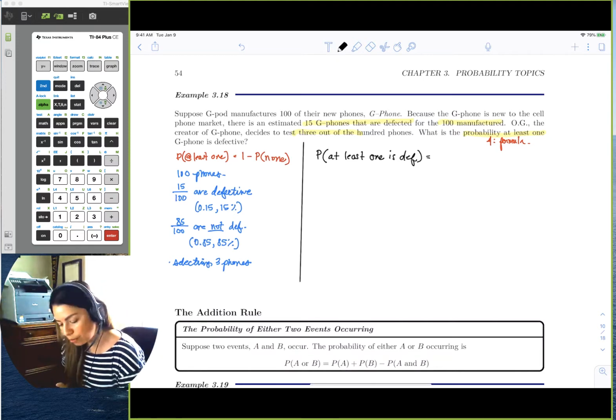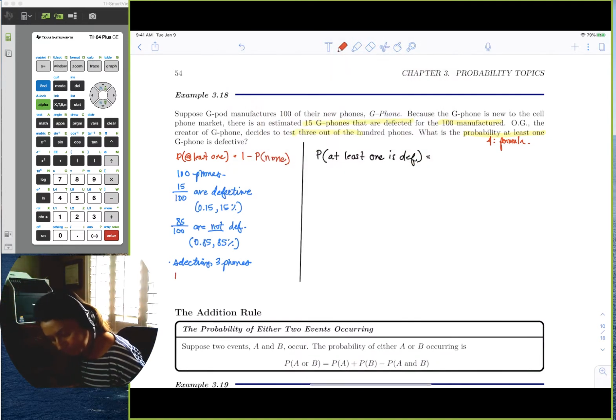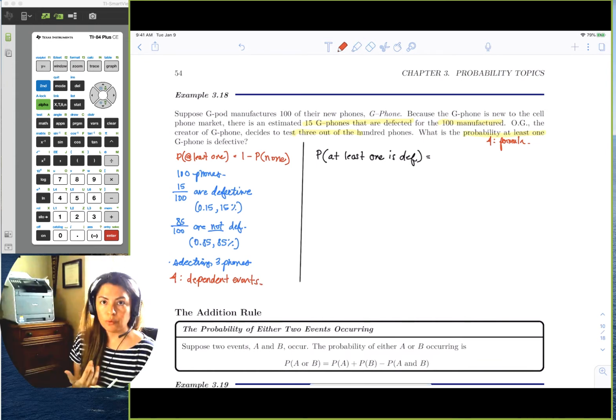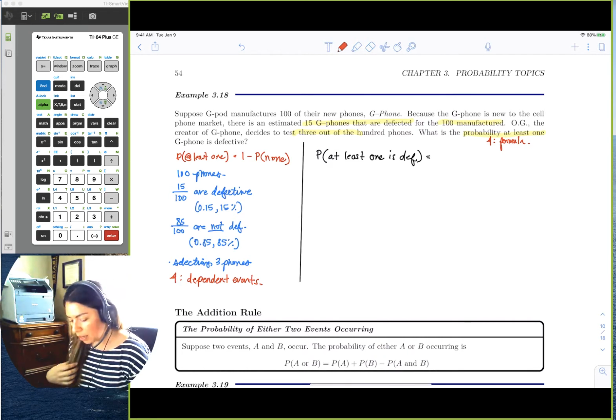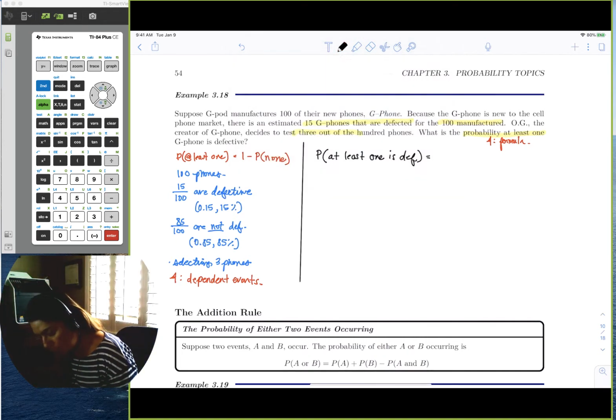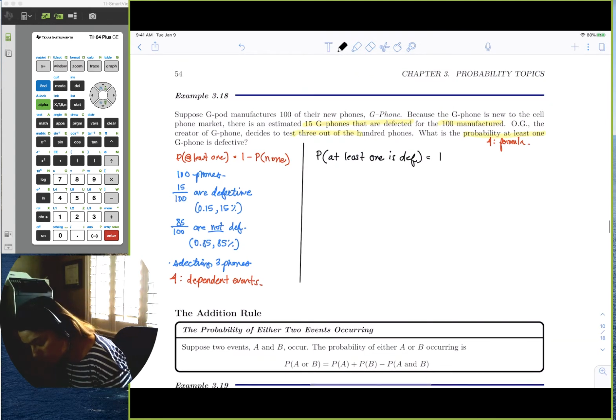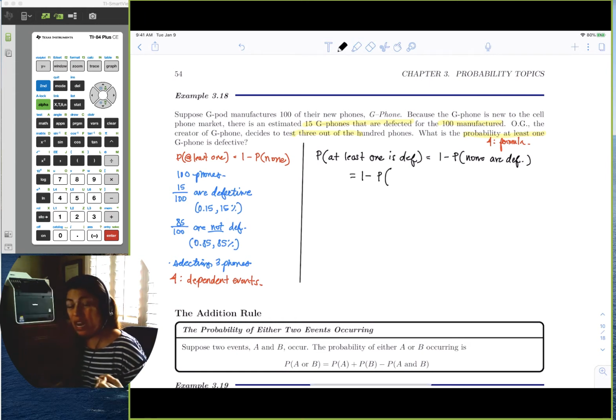So when you select the 3 phones, these are also going to be dependent events. So we know that when I build my calculation, I'm going to have to use the multiplication rule for dependent events, and also the at least one formula. Okay, so now I think we're ready. The probability of at least one is defective is 1 minus the probability that none are defective.